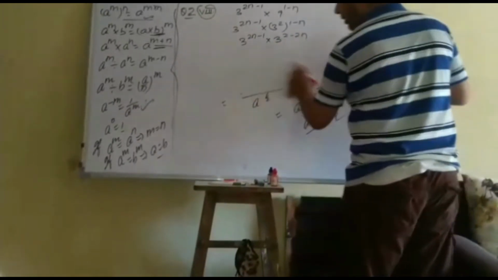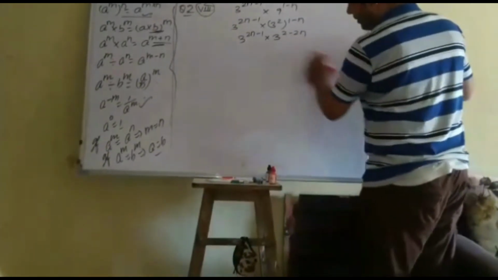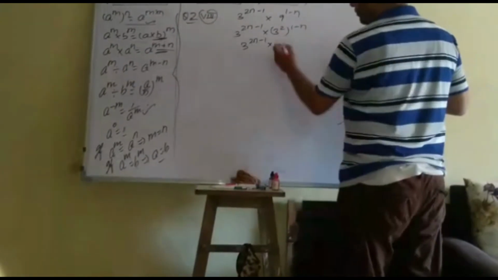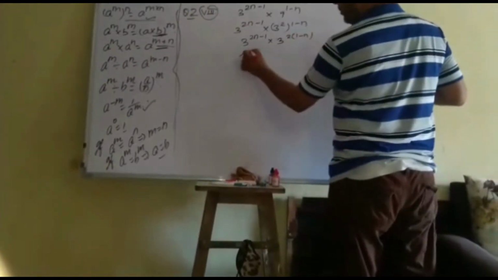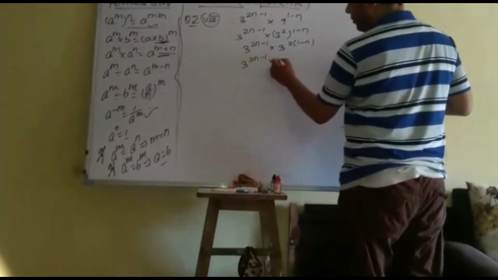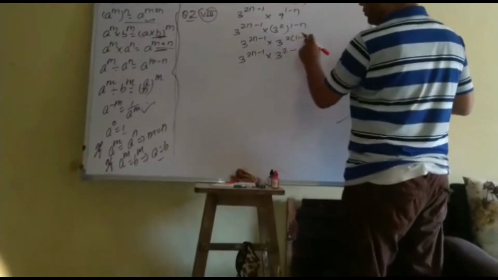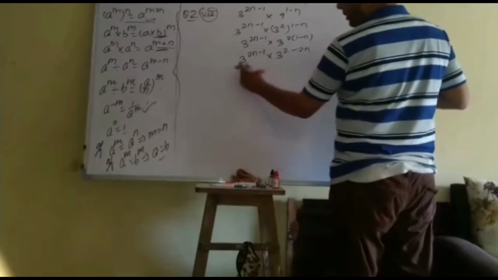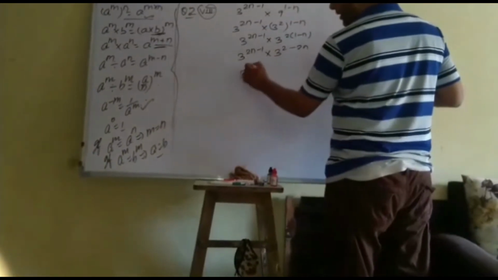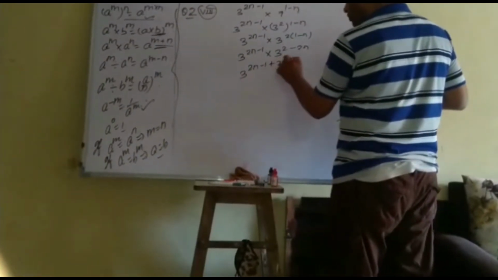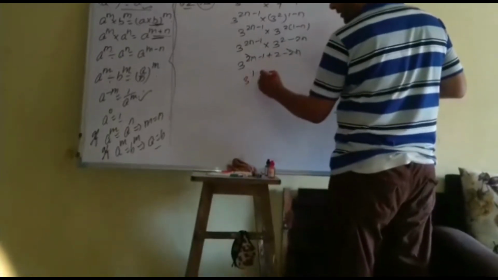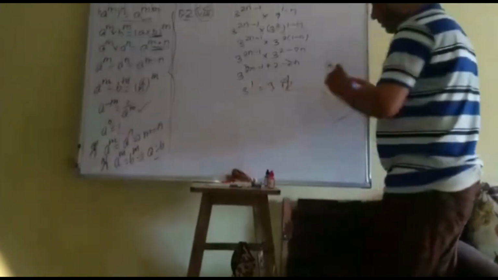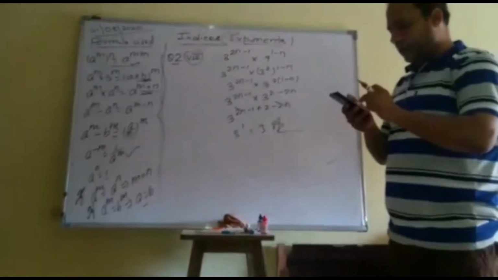I hope you understood why I did it here. One more step I am doing here: 3 raised to power 2 into 1 minus n. So it will be 3 raised to power 2n minus 1 into 3 raised to power 2 minus 2n. Now the base is the same, you have to add the powers: 2n minus 1 plus 2 minus 2n. So minus 1 plus 2 is 1, that is 3 is your answer. So these are the questions you have to simplify like this.